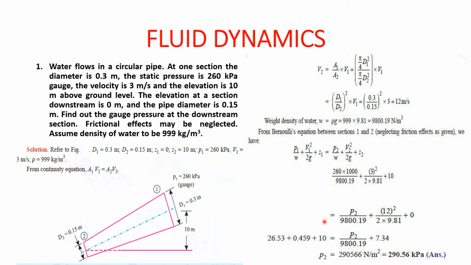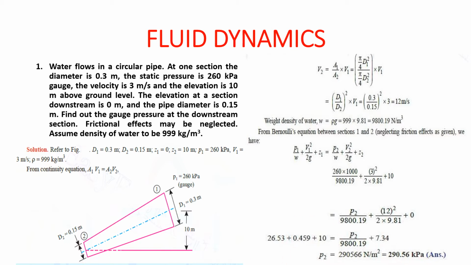Therefore, when we evaluate this, we get P2 is equal to 290,566 Newton per meter square. So we get this as 290.56 kilopascal. So that is the value of the gauge pressure at the downstream section, that is at section 2. So the value of P2 is 290.56 kilopascal.